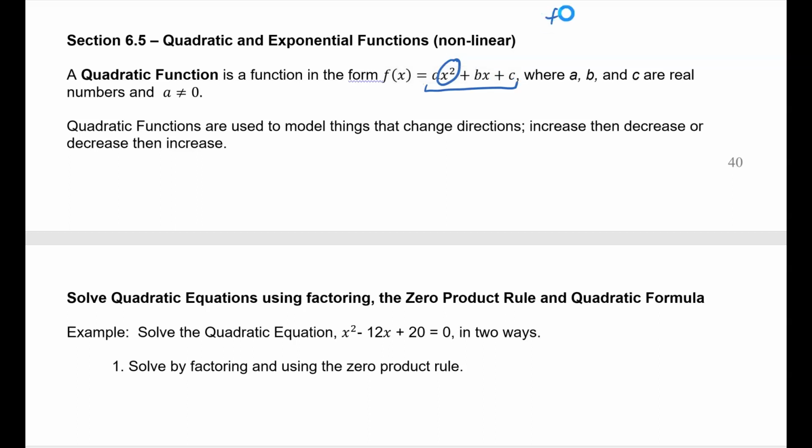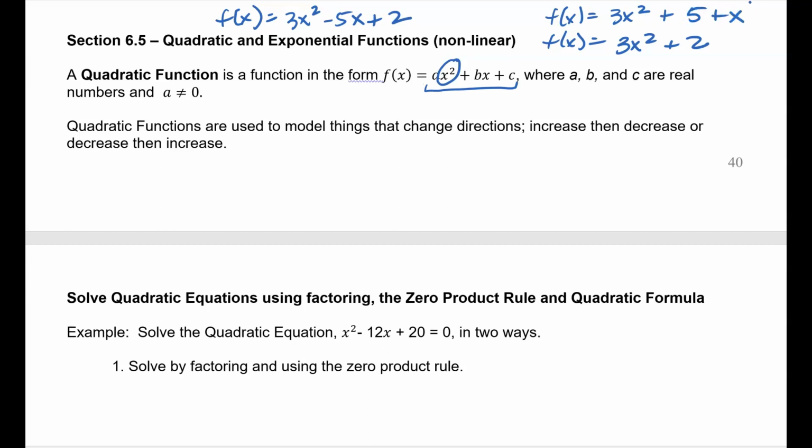So some examples might be f of x equals 3x squared, or f of x equals 3x squared plus 2, or f of x equals 3x squared minus 5x plus 2. So you can have an x, you can have a number, but you don't have to. You have to have an x squared, and you can't have anything more. So you would not want to have like an x cubed. That would not make it quadratic.